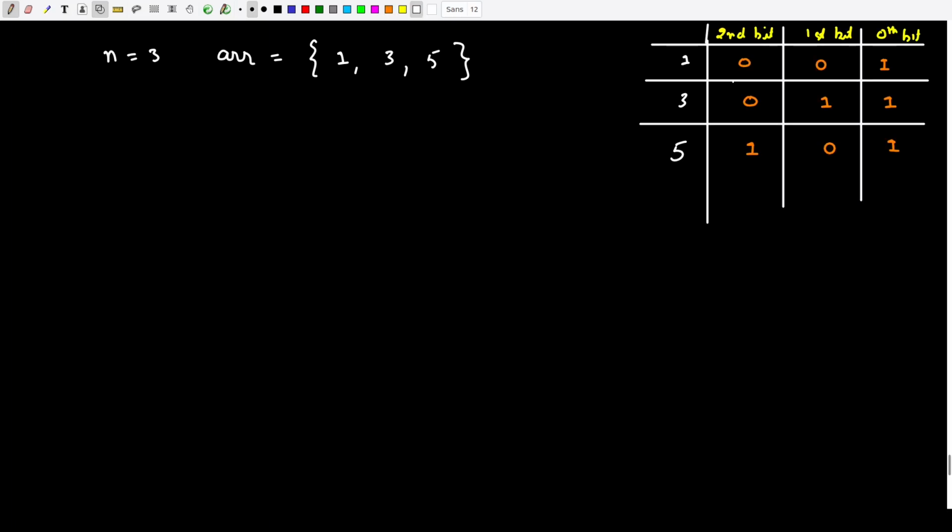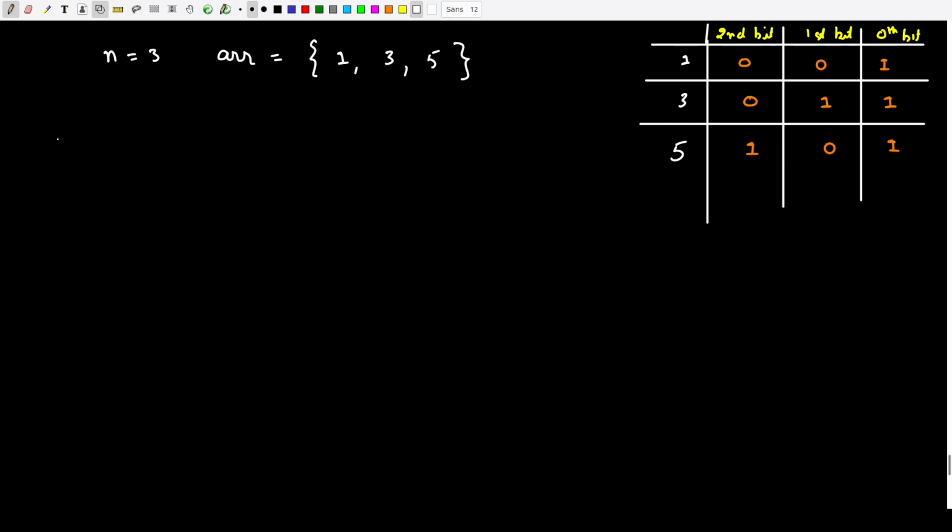Now let us discuss the solution of this problem. In order to understand the solution, let us take an example where n is equal to 3 and the elements of the array are 1, 3 and 5. So let me just go ahead and represent all these elements in binary format. So this is the binary representation of 1, 3 and 5.